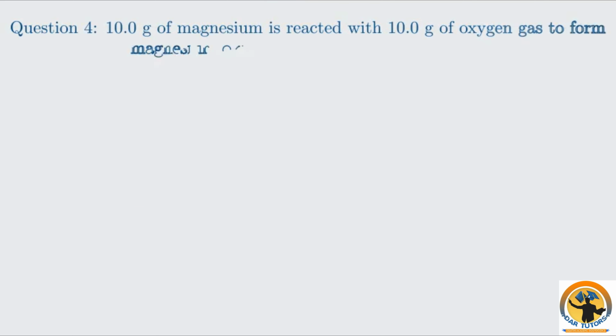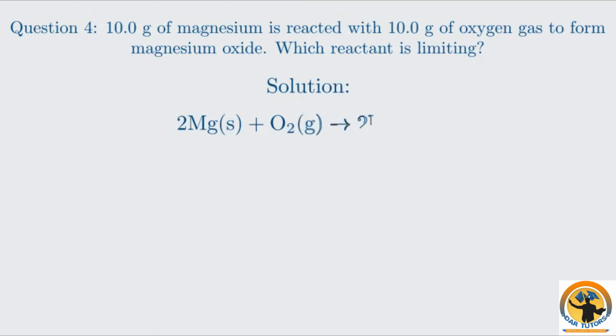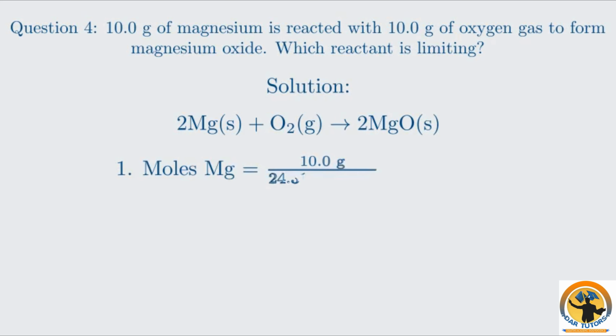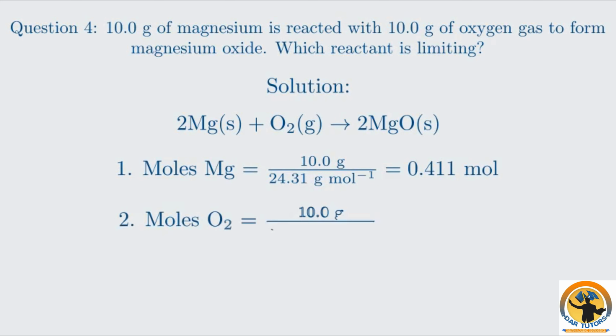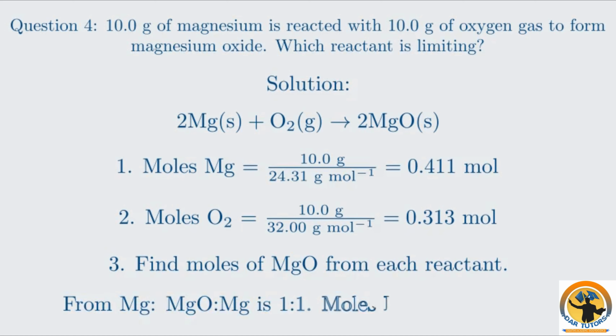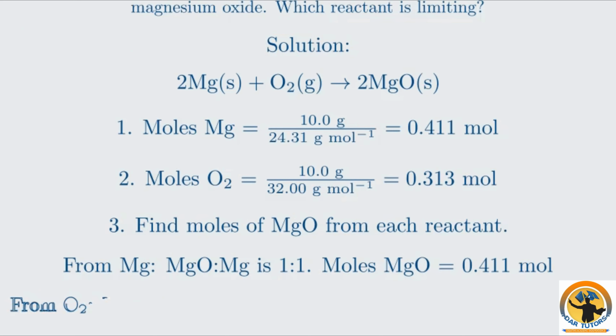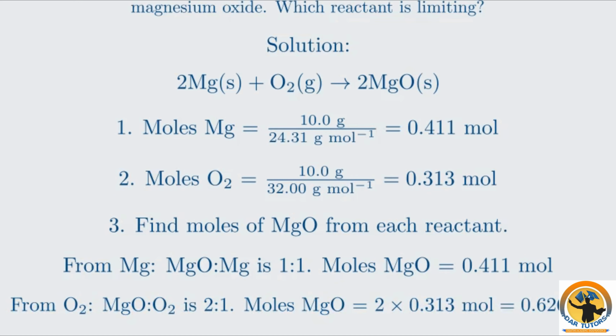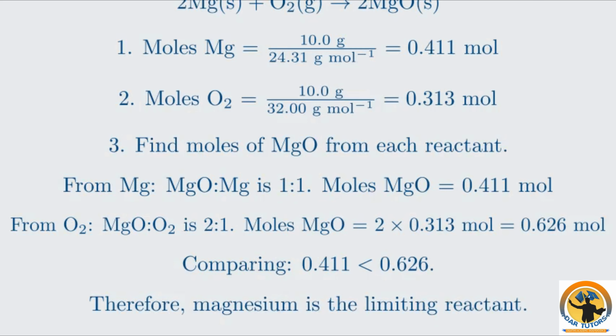Question 4 asks for the limiting reactant. We need to find out which reactant produces less product. We convert both magnesium and oxygen to moles. Moles of Mg is 0.411 mole, and moles of O2 is 0.313 mole. Then we calculate the moles of product MgO from each. From 0.411 mole Mg, we get 0.411 mole MgO. But from 0.313 mole O2, which has a 1:2 mole ratio, we could make 0.626 mole MgO. Since magnesium produces the smaller amount of product, magnesium is the limiting reactant.